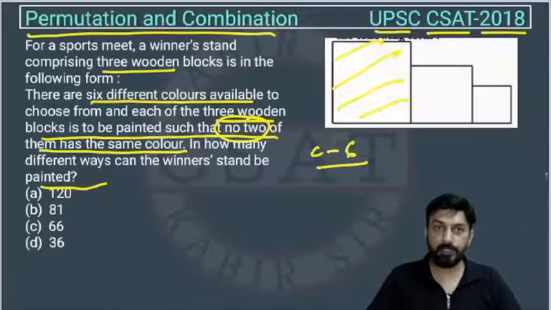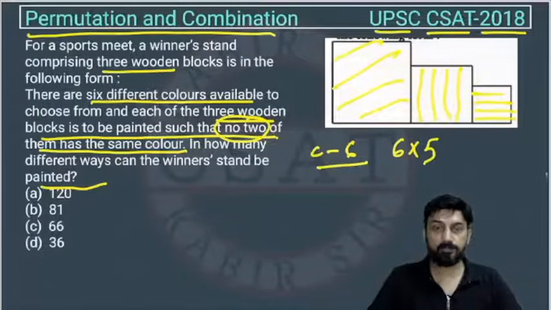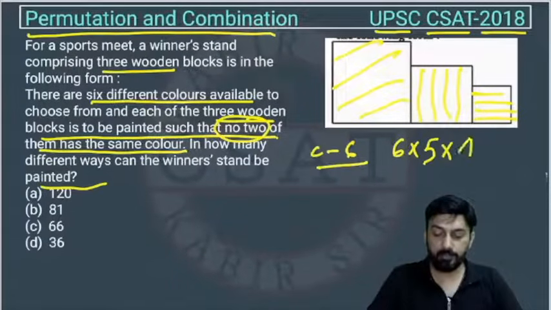Suppose this first box, this one, can be painted in how many ways? We have 6 colors, so we can paint it with any color. So this will be 6. Then this box can be painted in how many ways? We are left with 5 colors because one color has already been used. So this will be 5. And now we are left with 4 colors because 2 colors are already used, so this will be painted in 4 ways.